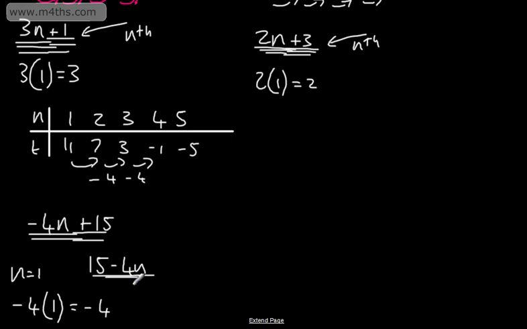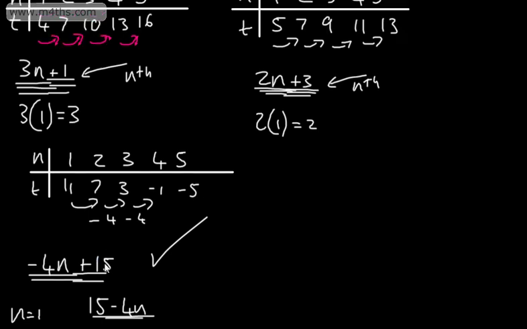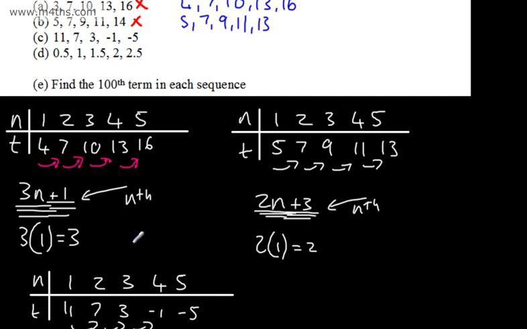So does that work now for each of these? Well, let's look at it this way around. 15 minus 4 lots of 2 is 15 minus 8, which is 7. 15 minus 4 lots of 3, which is 12, gives us 3. 15 minus 4 lots of 4, which is 16, gives us negative 1. We can see that it works. So this is the nth term. We can write now negative 4n plus 15, or 15 minus 4n.